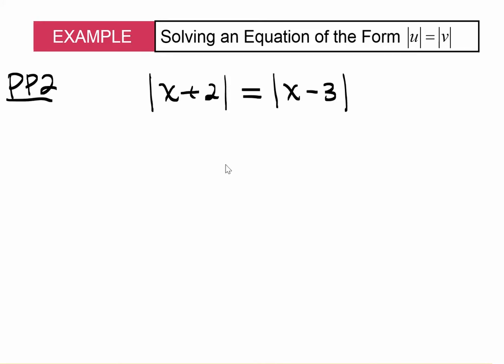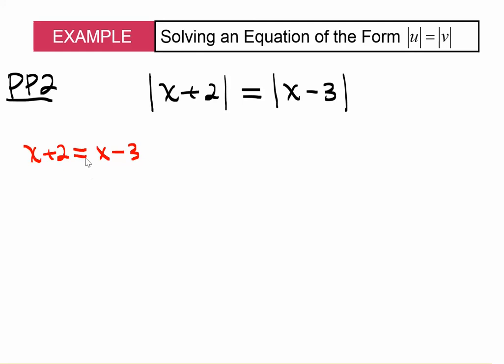But if you think about it, if this is positive and this is positive, or if this is negative and this is negative, if we divide through by a negative, we get the positive case. So there's actually not 4 different possibilities, there's only 2. So x plus 2 is equal to x minus 3, and that's, in a sense, the positive case or the negative case.